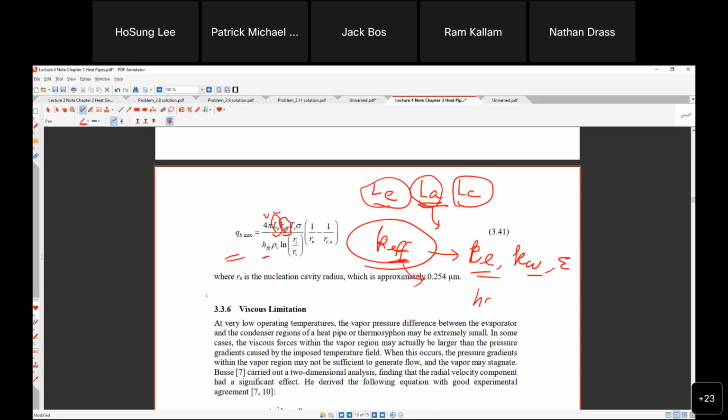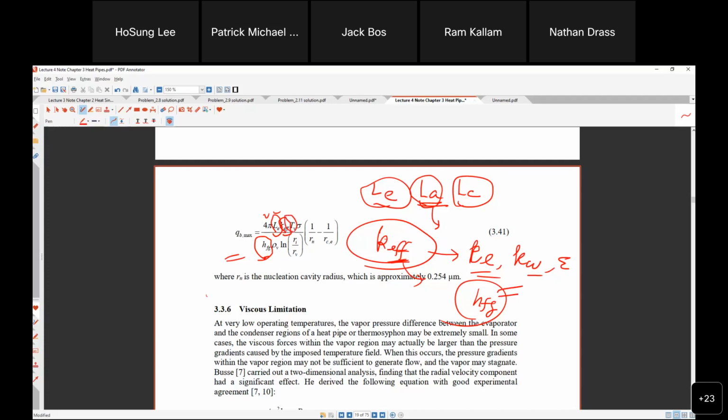And what is the HFG? Here. That is the enthalpy of what? The fluid and gas? Yes, latent heat. Okay, enthalpy change, phase change from liquid to gas. Enthalpy of evaporation, enthalpy of condensation, same.